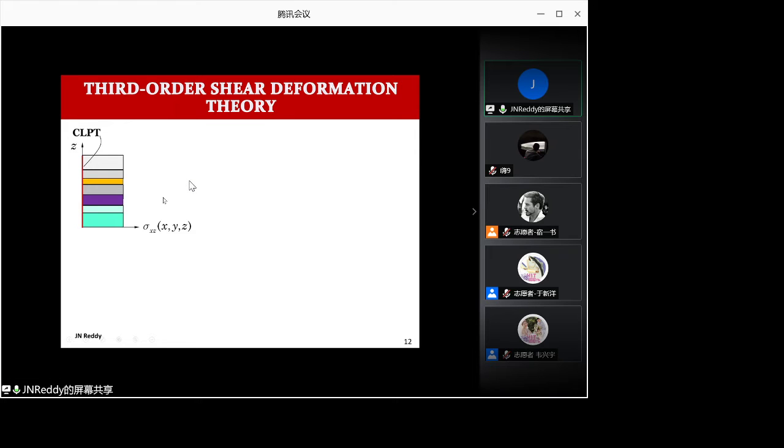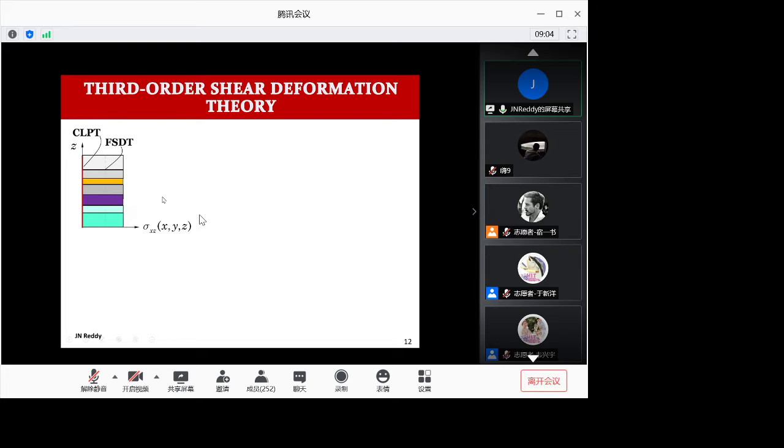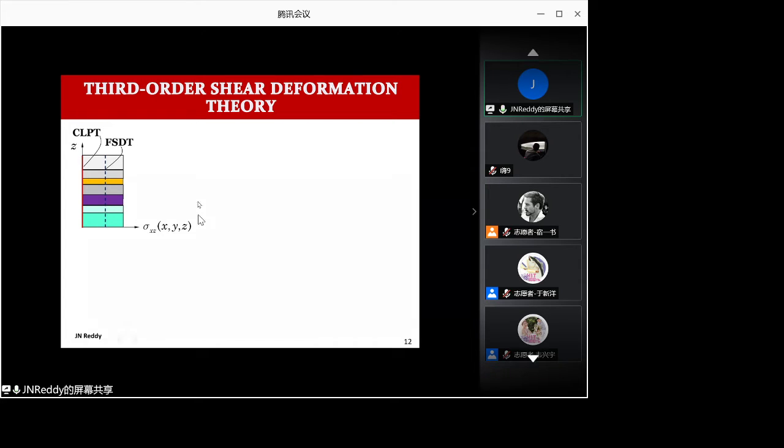So the higher order theories, such as the first order shear deformation theory, what does it do? It creates that broken line. I just put it there. So it expects the shear strain to be constant and shear stress to be constant within each layer. Okay. Whereas the third order theory is going to do that. So that means it doesn't have to remain a straight line.